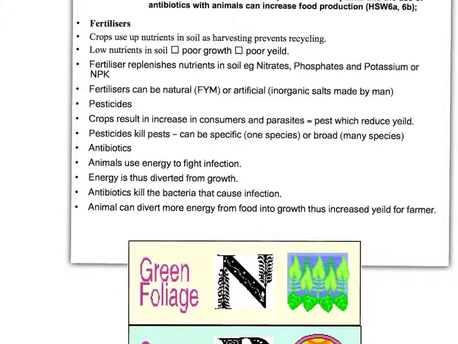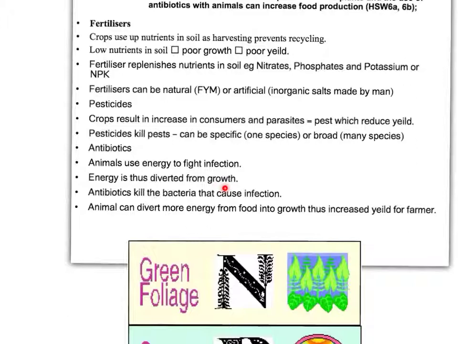Now lastly, we're moving on to antibiotics. Antibiotics are used in animal feeds for two reasons. They fight infection in the animal, and therefore if the animal doesn't have to use its immune system to fight infection, it can divert that energy into growth, which is ultimately what we want from our animals.